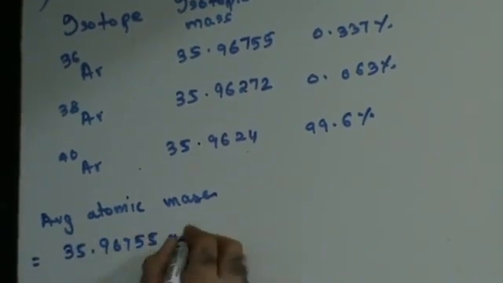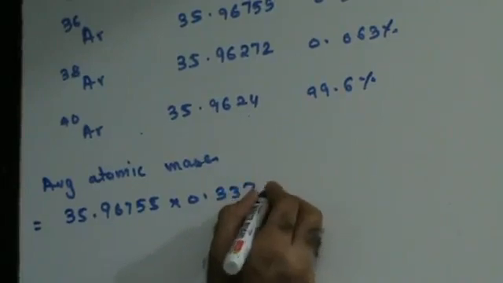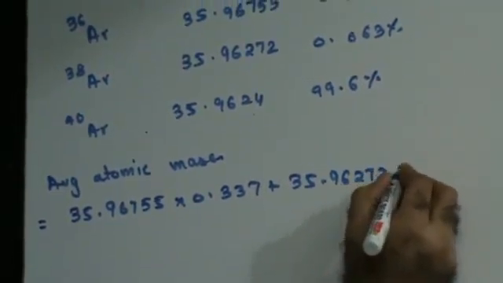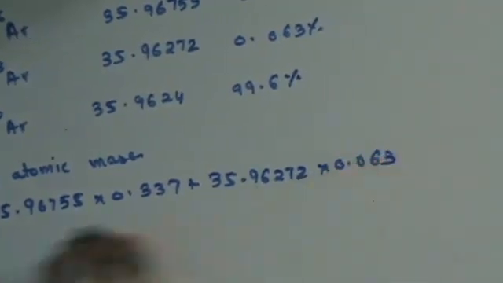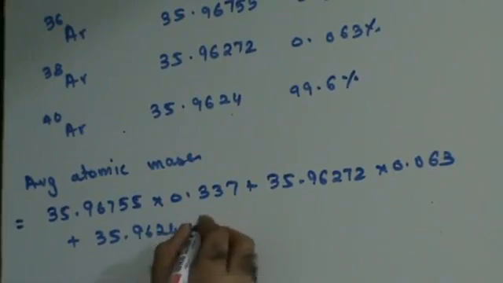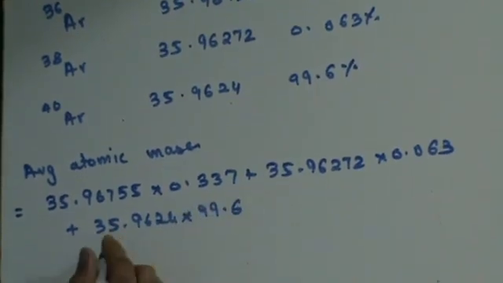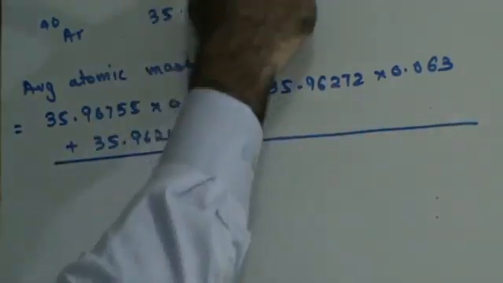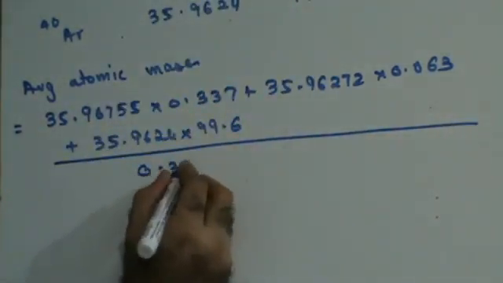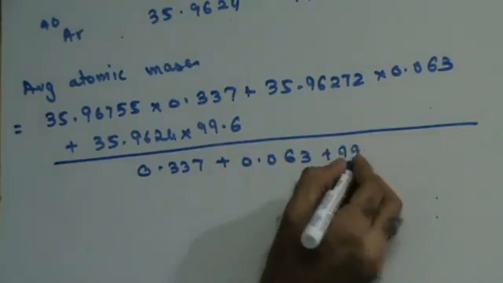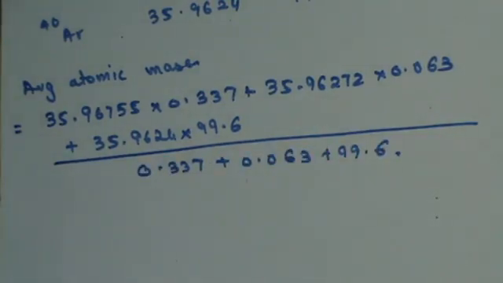35.96755 into 0.337 plus 35.96272 into 0.063 plus 35.9624 into 99.6, right? Divided by the sum of these three, 0.337 plus 0.063 plus 99.6, right? When you solve this, you will get your average atomic mass.